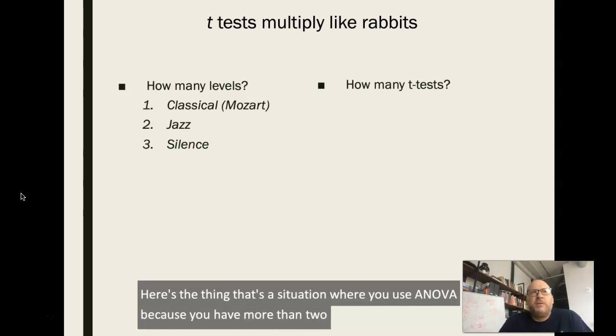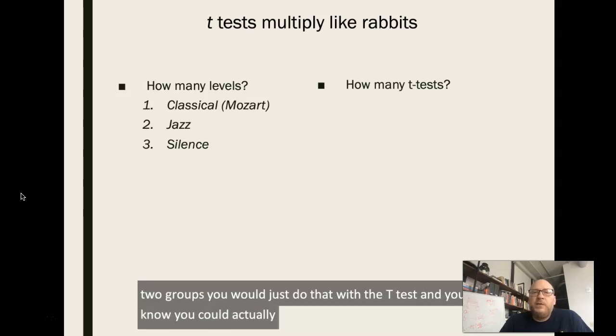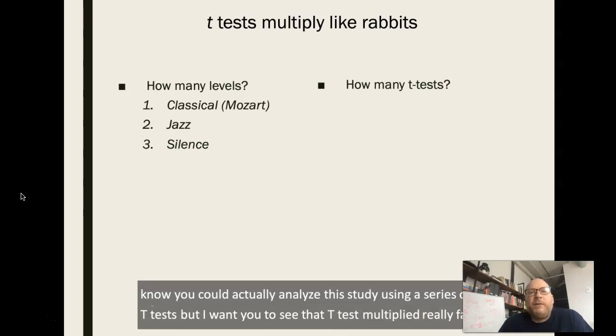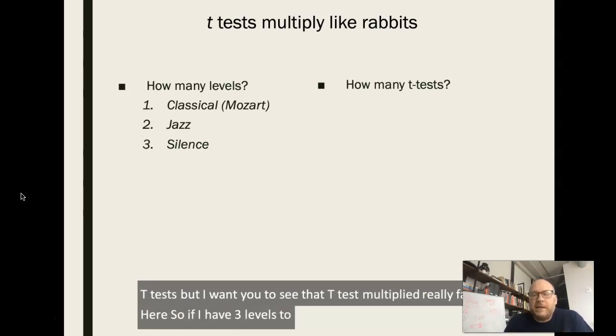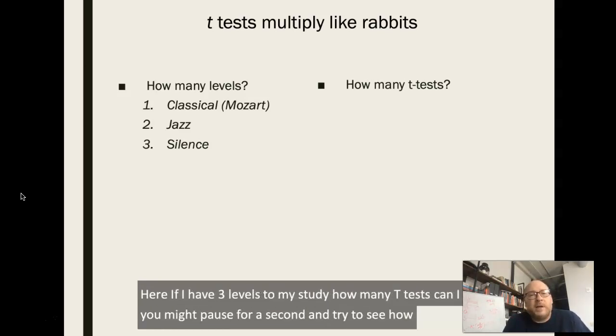If you only have two groups, you would just do that with a t-test. And you could actually analyze this study using a series of t-tests. But I want you to see that t-tests multiply really fast here. So if I have 3 levels in my study, how many t-tests can I do? You might pause for a second and try to see how many ways you can pair those up.